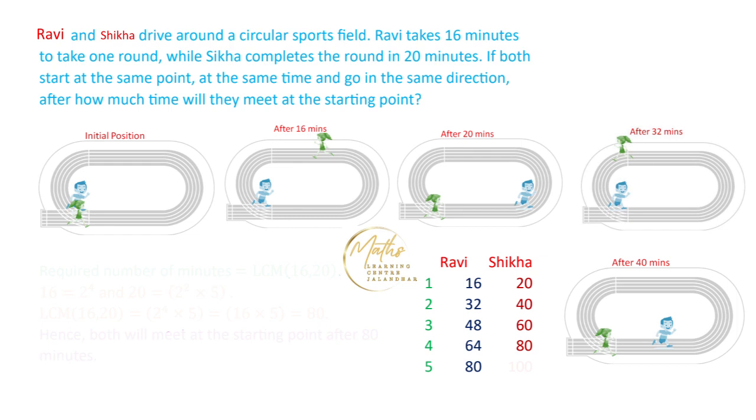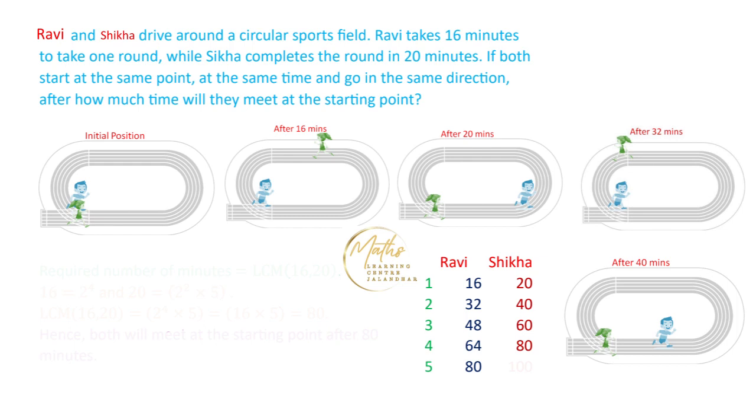Now, another way to calculate this: what are these numbers we are calculating over here? Ravi takes 16 minutes, so these are the multiples of 16: 16, 32, 48, 64, 80. These are the multiples of 20 for Shikha. The common multiple of both these numbers will tell us when they will meet at the initial position.